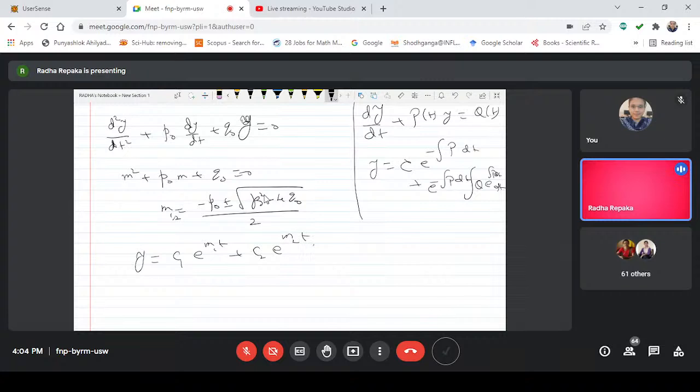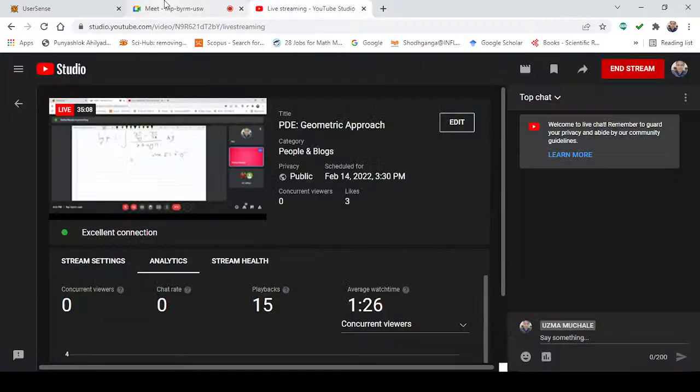So what we know is, if we have a second order ODE, then I am in a position to write the solution of the second order equation with constant coefficients, where p0 and q0 are constants. Okay. So far is it okay?